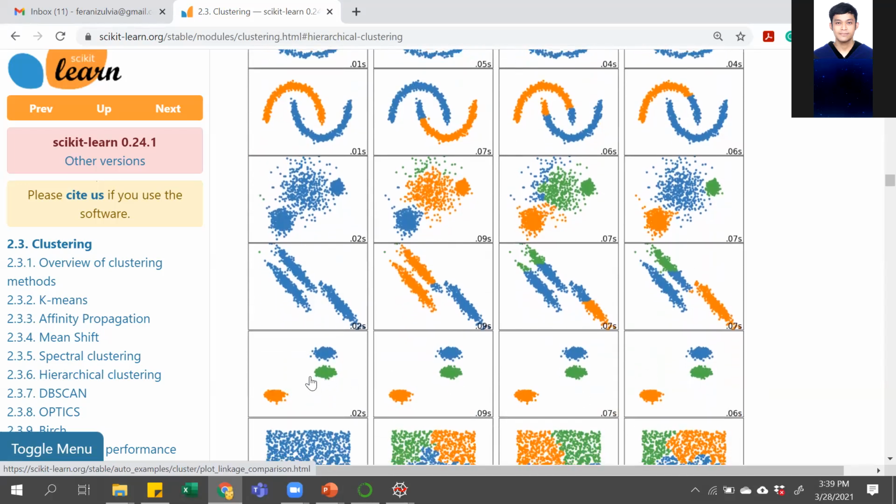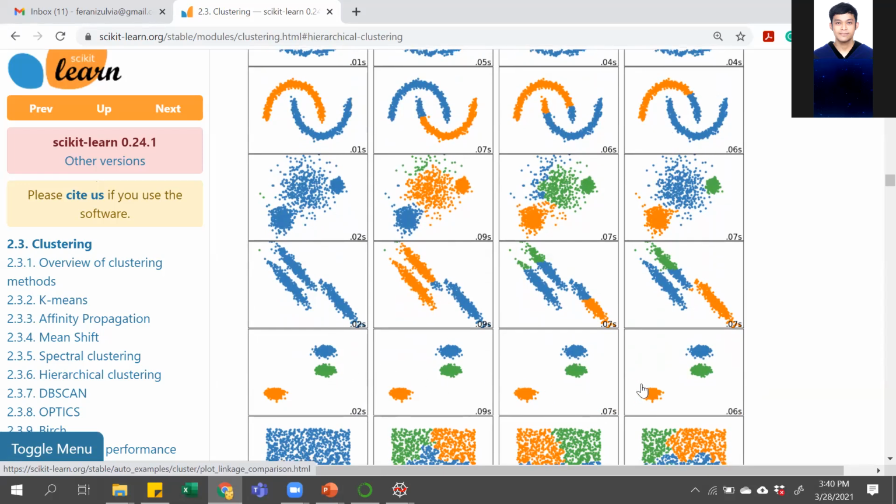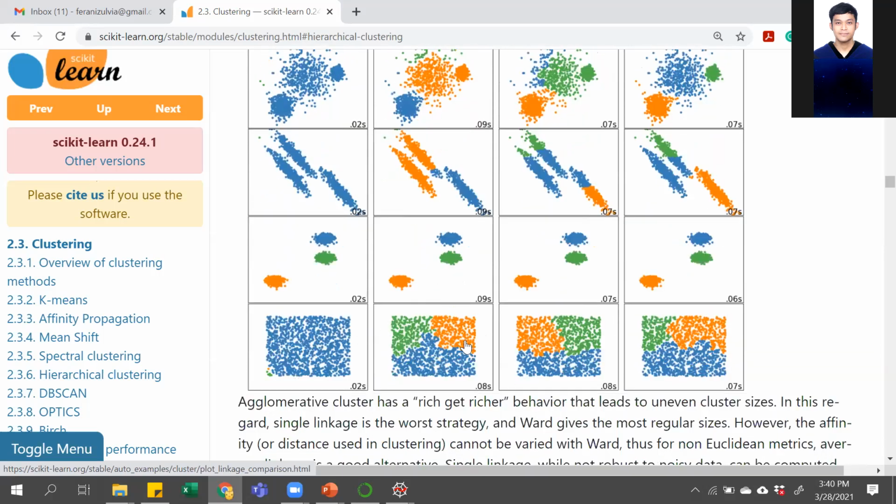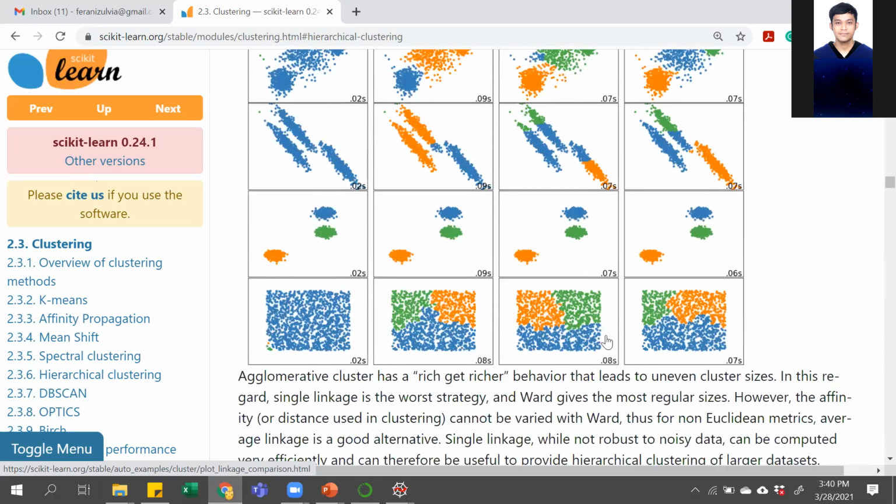For the next data set, all of them can give good results, because this is very easy. You can see that in the fifth one, all data points have the same size, the same density, and are well separated, with no overlapping and no noise. So all of them can give us the best result. Okay, next data set.